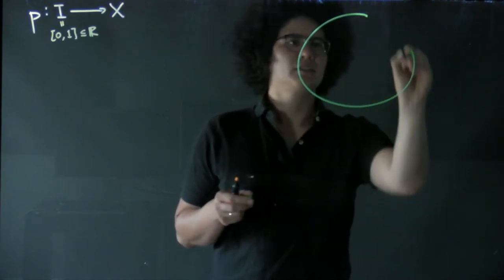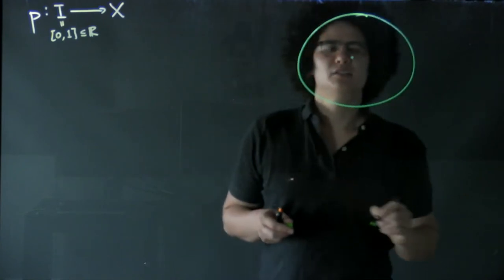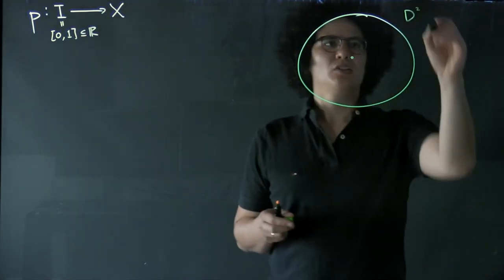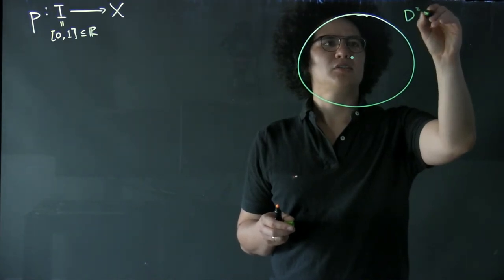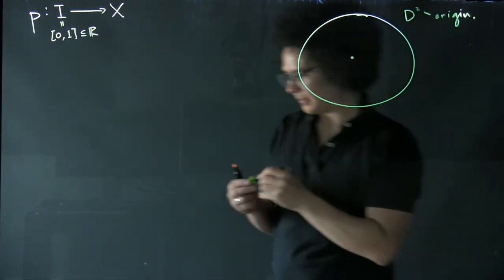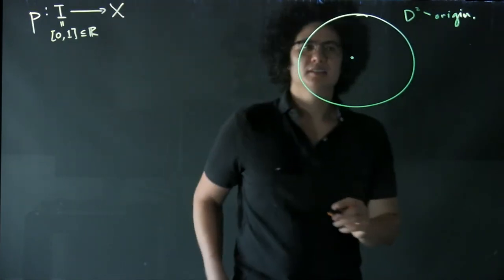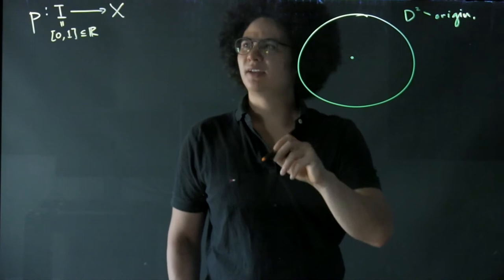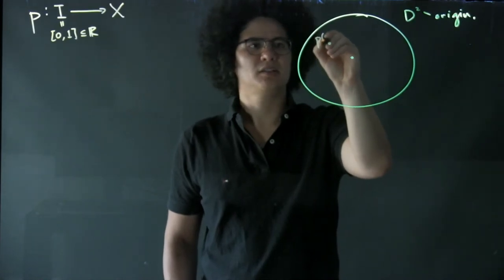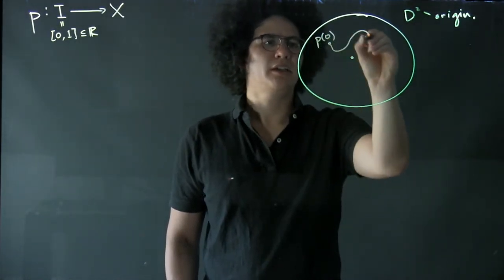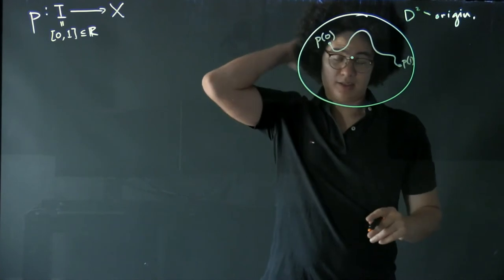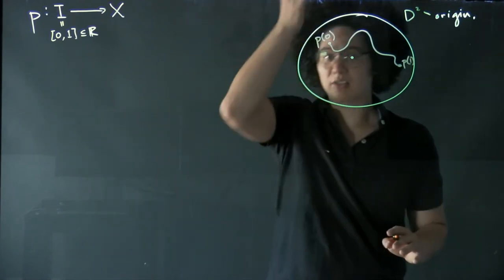Let's take a disk, but let's puncture the disk. So we'll say that this is the 2-disk, but it's missing the origin. So, origin. Okay, so what's a path in our space X? So this is our space X. Well, a path starts somewhere, which is going to be the image of 0, and it's going to take us to the image of 1. And it has to be continuous. We're in the category of topological spaces.